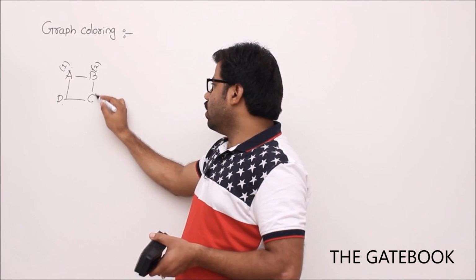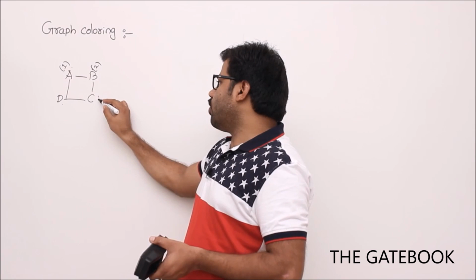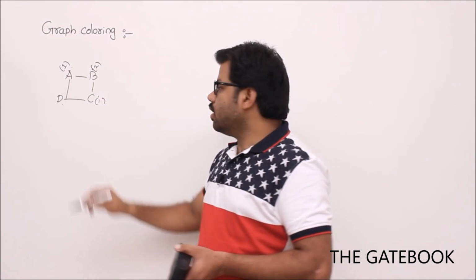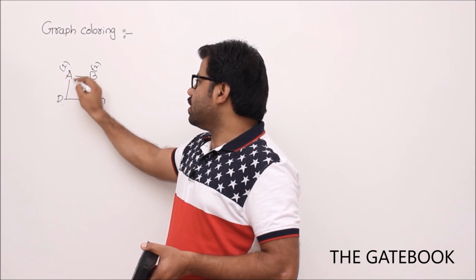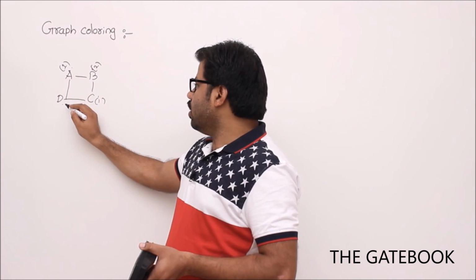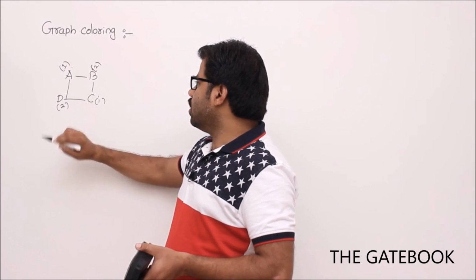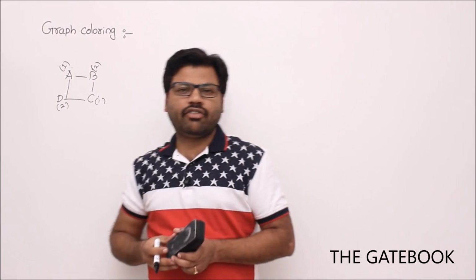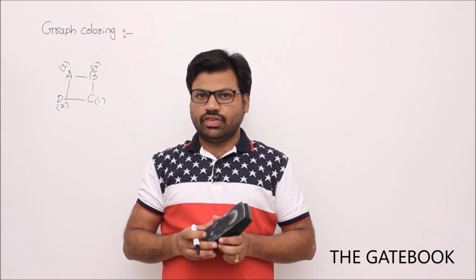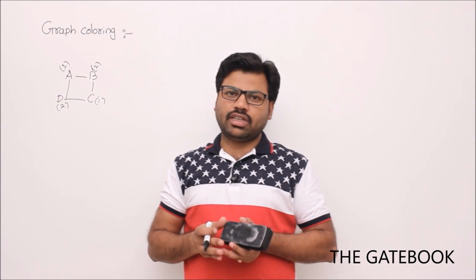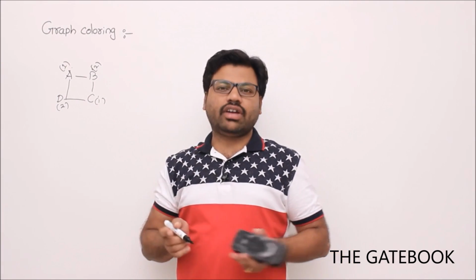Now for C, don't give color 2, but you can give color 1 because A and C are not adjacent. Similarly for D, since it is adjacent to A, don't give color 1, but you can give color 2 because D and B are not adjacent. Okay, finally in one line, no two adjacent vertices should share a color. Apart from that everything is possible, and every vertex should definitely get one color.